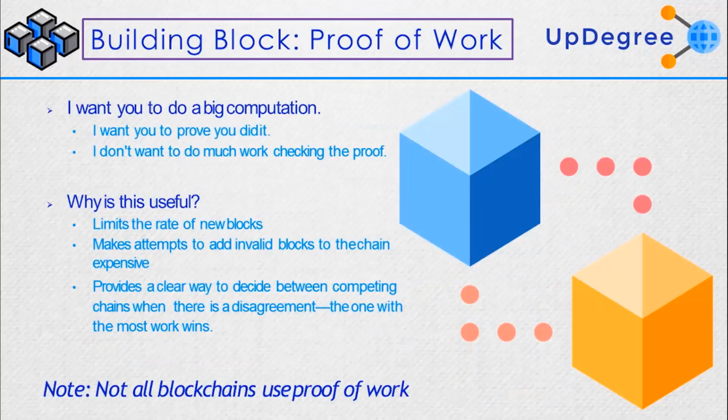Proof of work asks you to do a big computation. Why proof of work? Because it limits the rate of new blocks. It makes attempts to add invalid blocks to the chain expensive. It also gives a clear way to decide between competing chains when there is disagreement: the one with the most work wins. And not all blockchains use proof of work. That's very, very important.